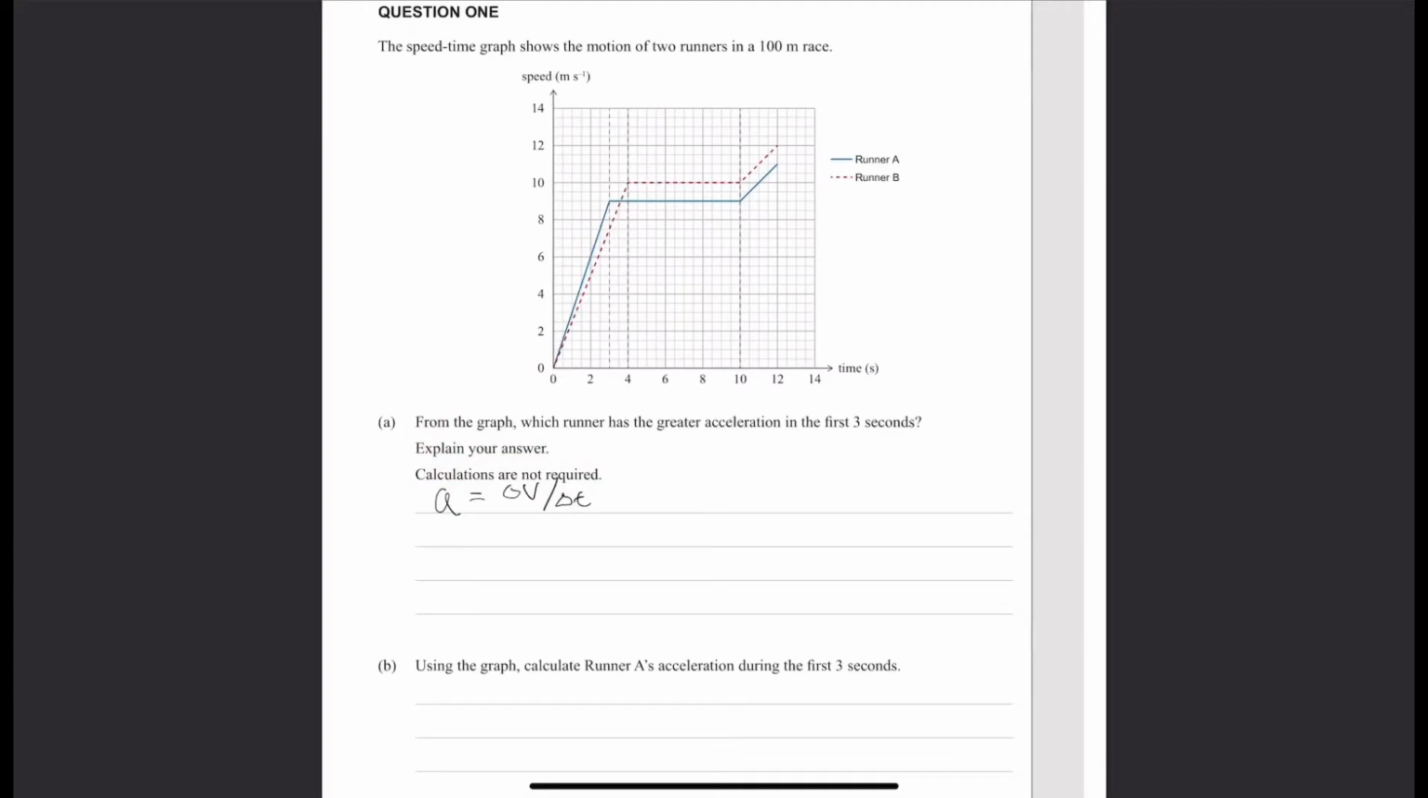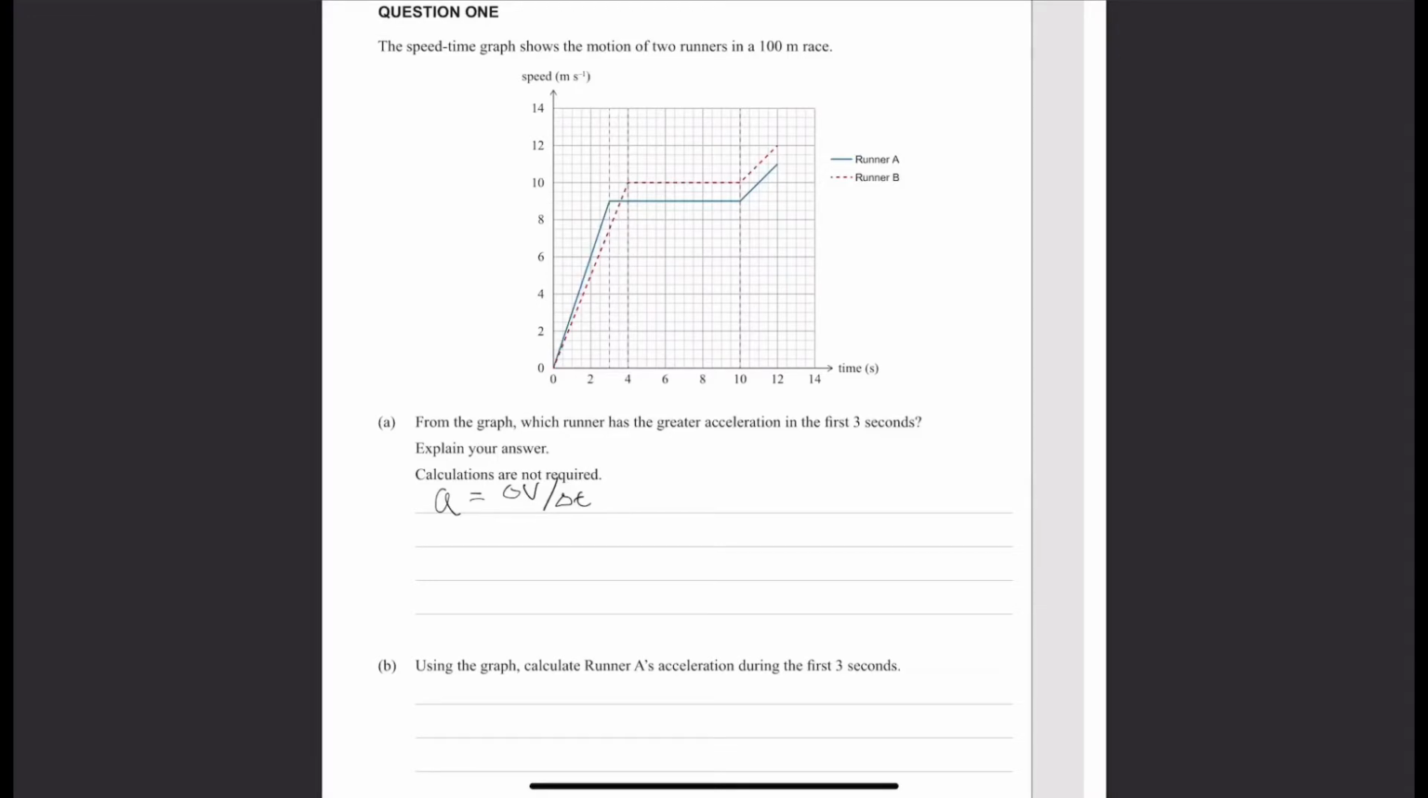So we're looking in the first 3 seconds, and we can see that there are differences in the change in velocity. We know the change in time is the same for them because the question's asking in the first 3 seconds. We're going to look at which has had a greater change in velocity. Now, we can see that it's runner A, as they have a greater change in velocity, both starting at 0. We can see that runner A in the first 3 seconds finishes at 9, whereas runner B is somewhere around 7.5. So how do we structure that?